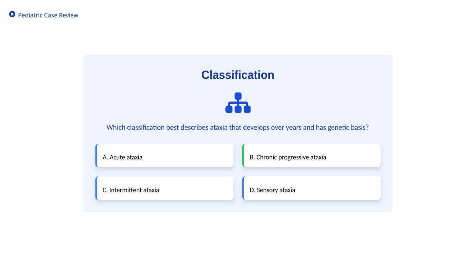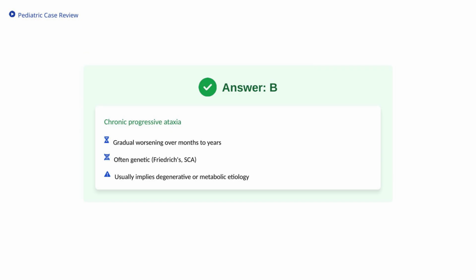Based on clinical presentation and course, cerebellar ataxia can be classified into several types. Which classification best describes ataxia that develops over years and has a genetic basis? Is it A. Acute ataxia, B. Chronic progressive ataxia, C. Intermittent ataxia, or D. Sensory ataxia? The correct answer is B.